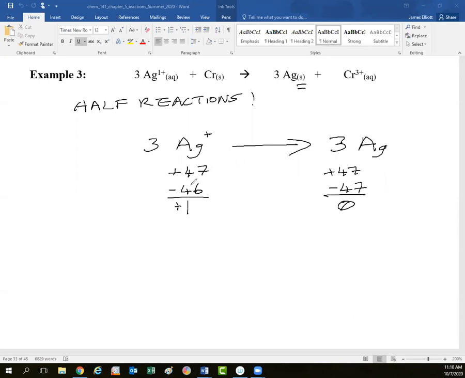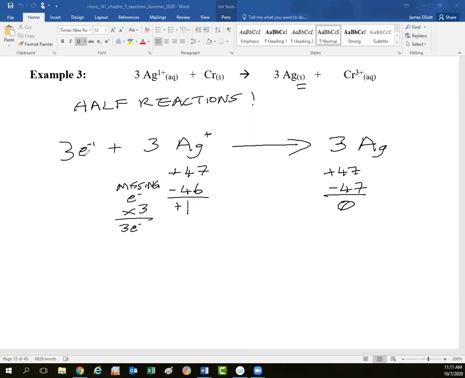So let's look at the electron count. We started with 46, we went up to 47. We are missing an electron at the start for each of these silver ions. One more electron would give us a 47 as we finish with. So we are adding those electrons back into the half equation. But remember, that's just for one of those 3 atoms of silver. So 3 of them collectively would be missing 3 times the electrons. So 3 electrons goes into our half equation.